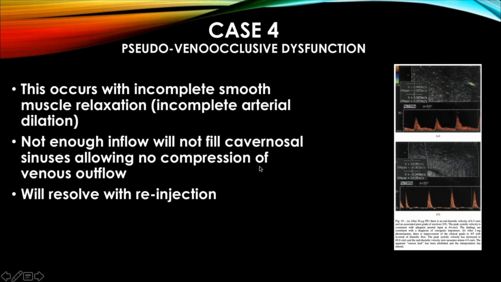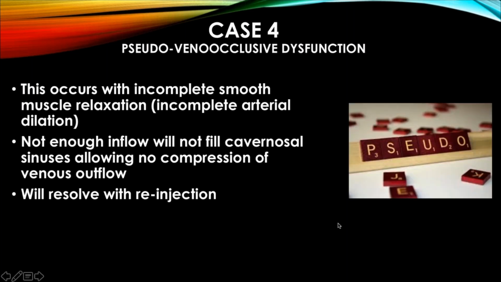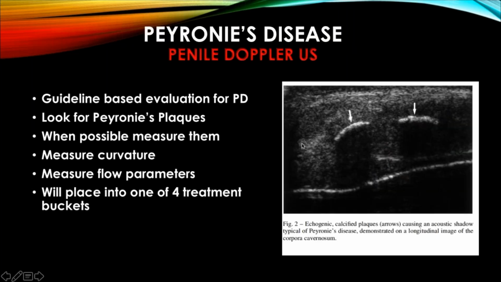Unfortunately, you have to be very careful with these. If they're not all the way firm, they say they're getting firmer at home, I encourage you to re-inject because many times you're going to call venous occlusive dysfunction. You re-inject and that completely resolves. So that's pseudo-veno-occlusive dysfunction.